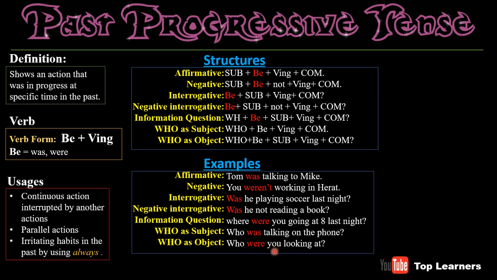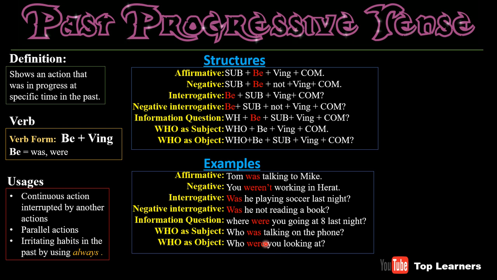There are some usages for past progressive tense. We can use past progressive or continuous tense for a continuous action interrupted by another action in the past. So, for example, we can say, I was working when my brother called me. Mike was washing the car when his phone rang.